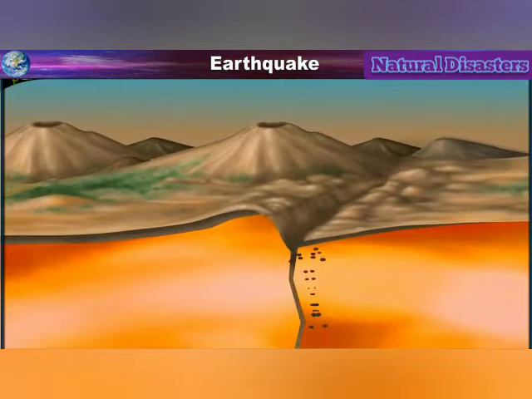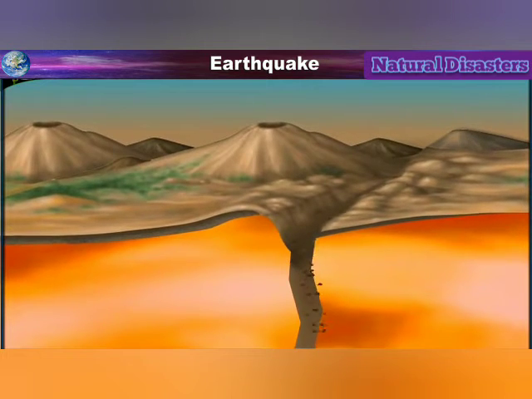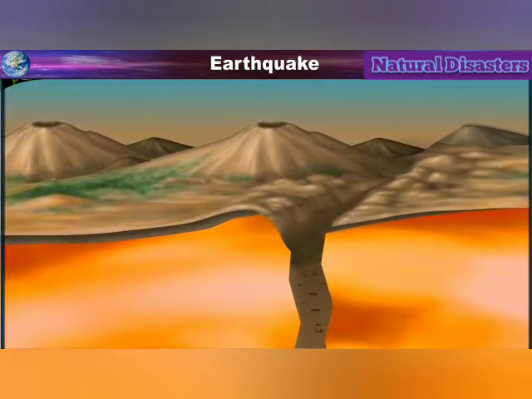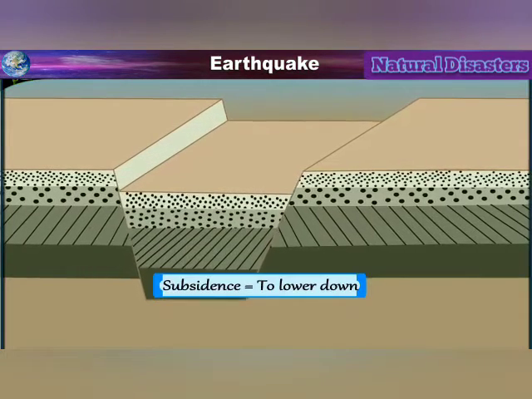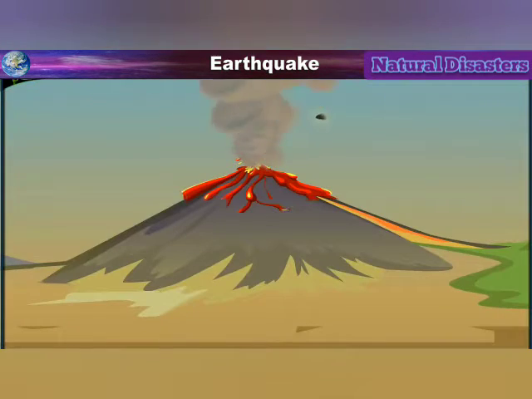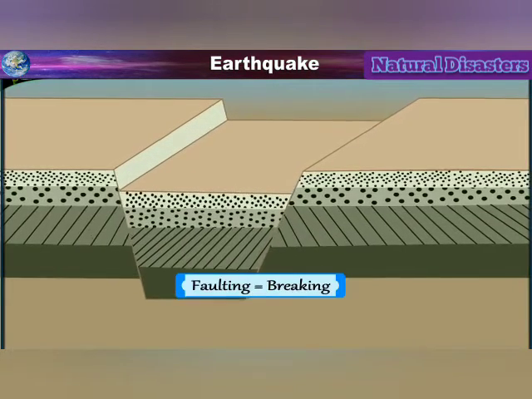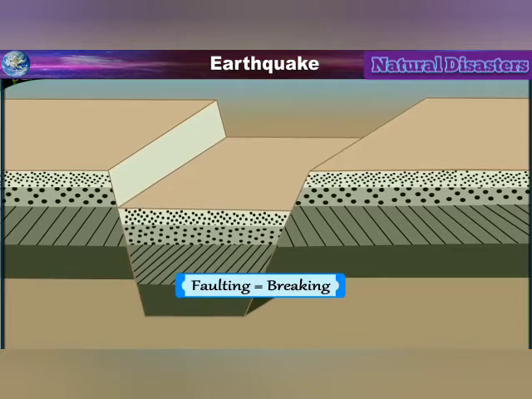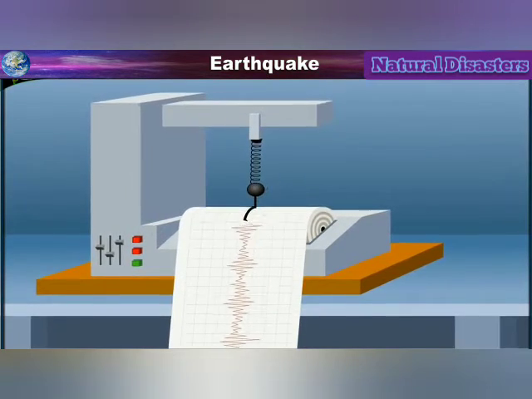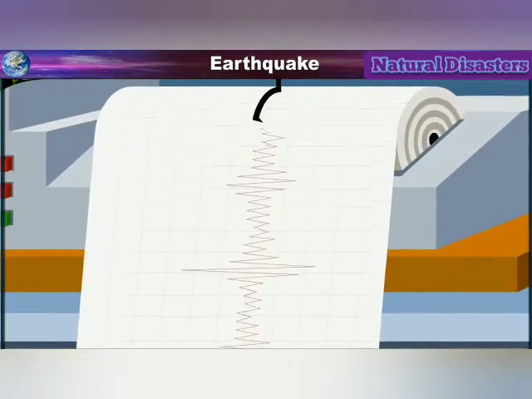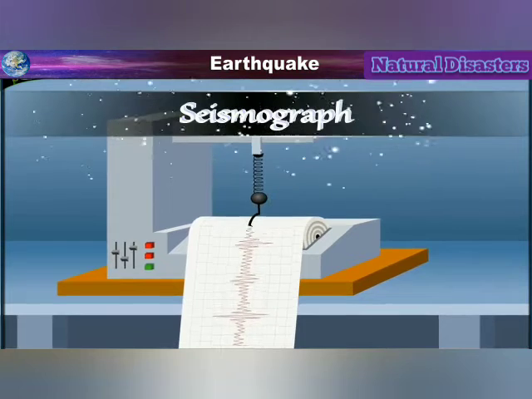Earthquakes occur due to the movement of plates, their passage, their collision with one another. Subsidence means to lower down, eruption of volcanoes, faulting means breaking, etc. The magnitude of an earthquake is measured in Richter's scale with the help of an instrument called a seismograph.